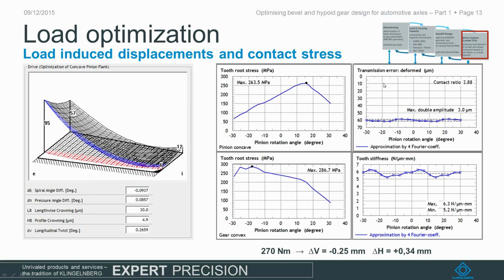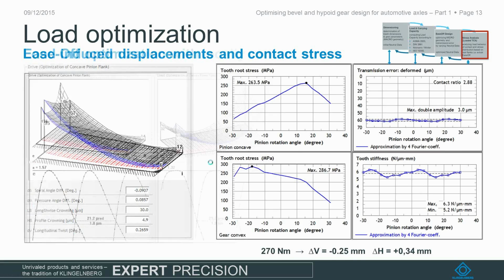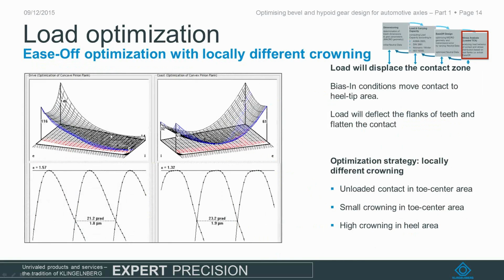We can also see the transmission error under load, and we can also see the fluctuation of the stiffness here as a result from the loaded TCA. Now we have applied locally different crowning. We see here that in the area of the toe we have lower crowning. Here in the area of the heel, we increased the distance of the ease-off to have on the one side a low excitation behavior, lower than 25 microradians in the nominal position, and under loads we see then that we still can keep the good deflection behavior.